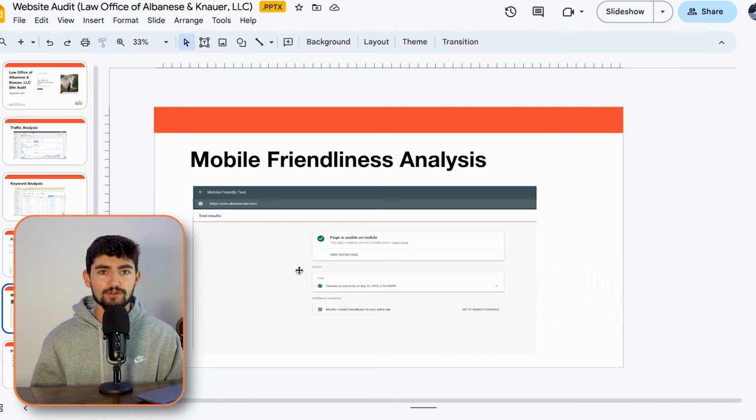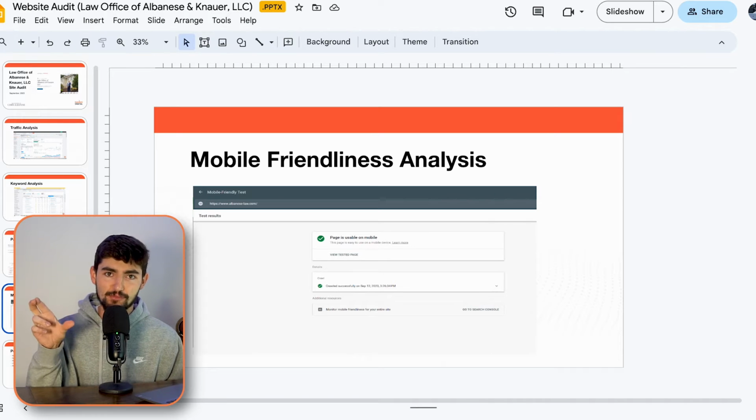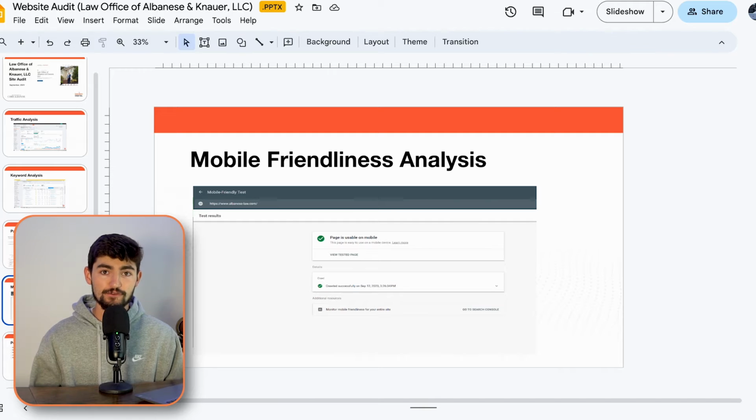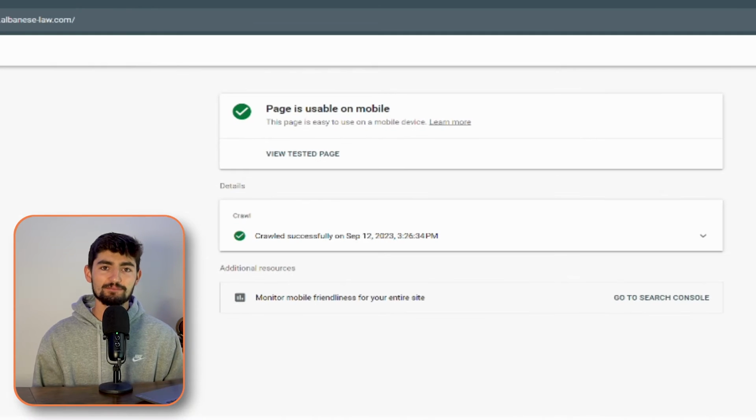Alright, so the next factor we like to look at is mobile friendliness analysis. Now, this is another official test from Google to determine if your website is usable on mobile devices. And this is another crucial factor for your SEO and website performance, because 50% of people are browsing the internet from their mobile device. And if your website is not functional on a phone, then you're just missing out on half of the opportunity. And just like with the page speed test, this is an official Google test, and Google would be much less likely to recommend your website to people searching on Google if the website's not usable on mobile because of all the people that are on mobile devices.